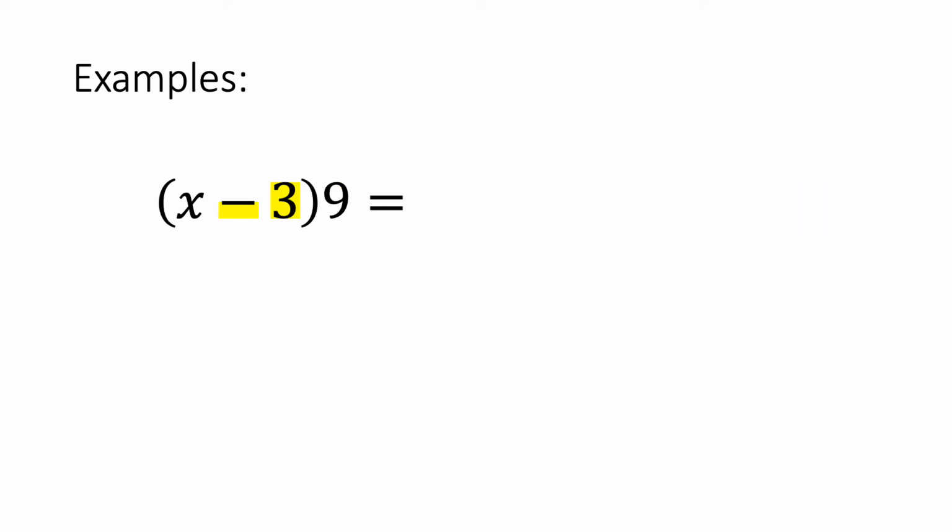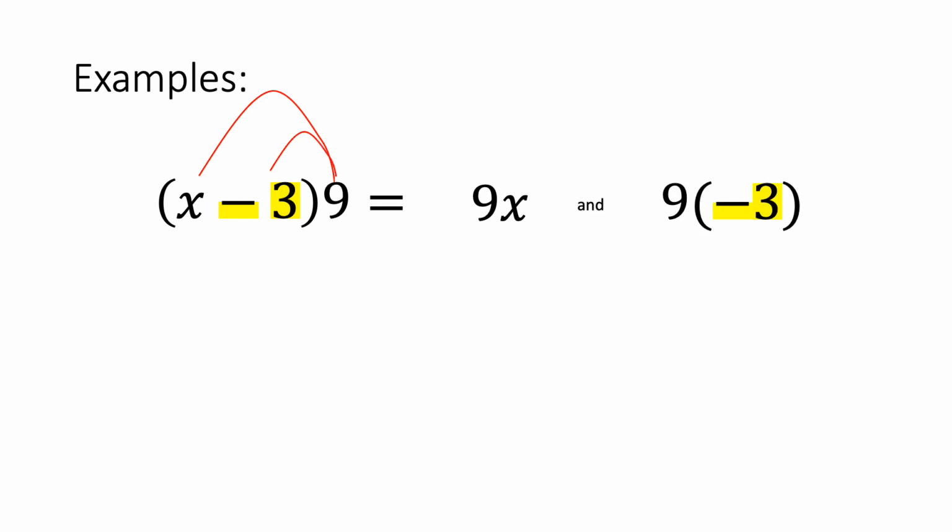Here we have the outside term written on the right side of the parentheses. We can do the same steps. Outside term times first term is 9x, and outside term times second term is 9 times negative 3. So we have an answer of 9x minus 27.